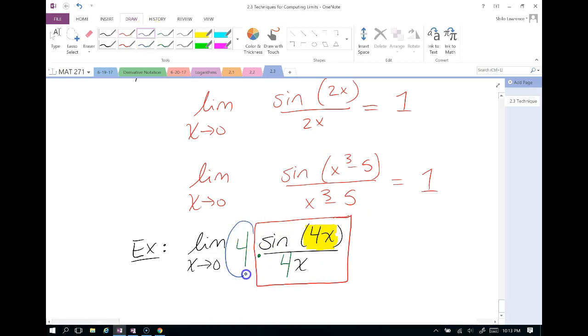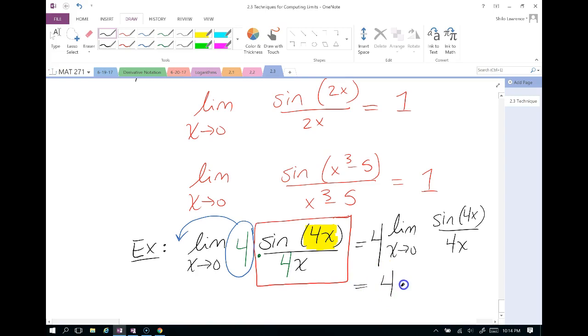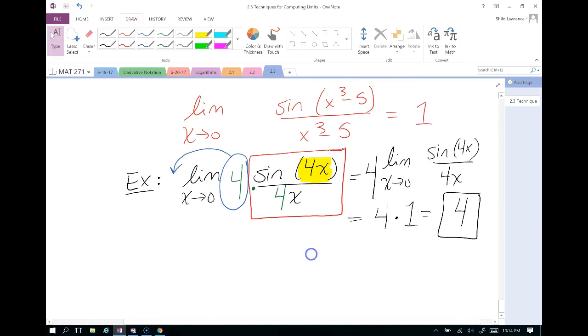And we can take this coefficient and pull it out. And we can say this is 4 times the limit as x approaches 0 of sine of 4x over 4x. That limit is 1, and we have our 4 in the front, so 4 times 1 is 4. So our goal is to get them to match by multiplying or dividing by some extra numbers to make them match. Don't ever change your angle.